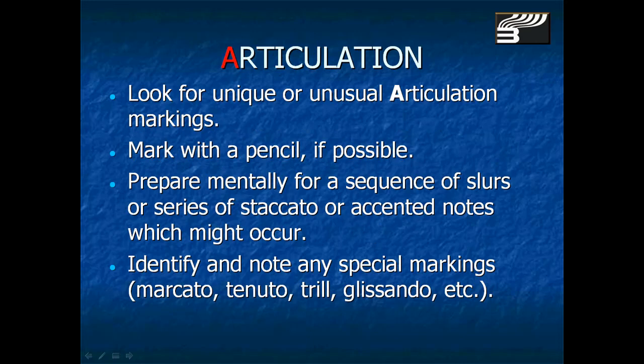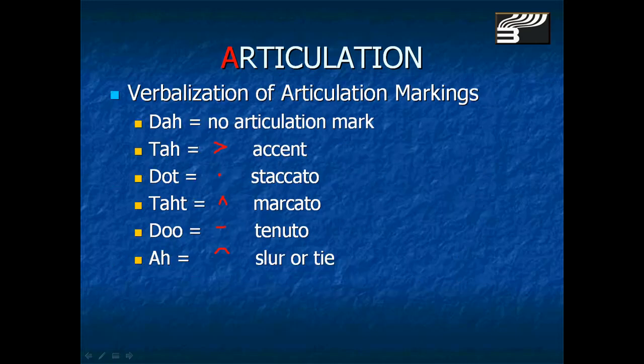Following the review for dynamics, we look specifically at the articulation markings which are found in the sight reading selection, especially noting any sequences or series of slurs, staccato or marcato markings. I have found that articulation is one of the most difficult concepts for students to grasp and execute uniformly. Developing a system of verbalizing articulations can be very helpful to students in learning the differences between the different articulation markings.